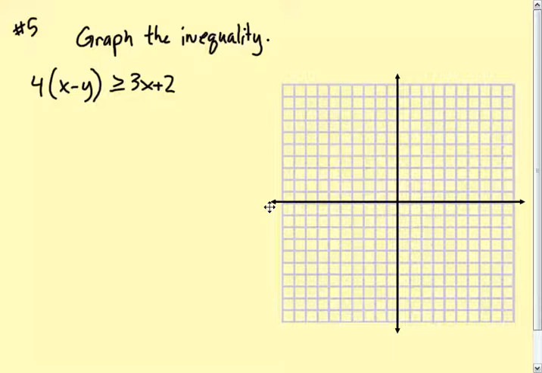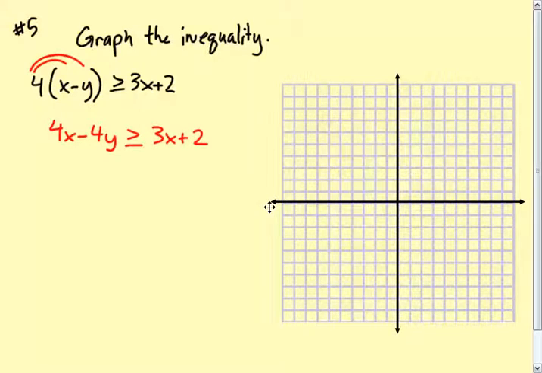Now, sometimes we have linear inequalities with only one variable, don't we? Like y is less than 4. And we have to graph the horizontal line. Okay? But that helps us. What should I do here first, William? Distribute. So that's going to give me 4x minus 4y is greater than or equal to 3x plus 2.